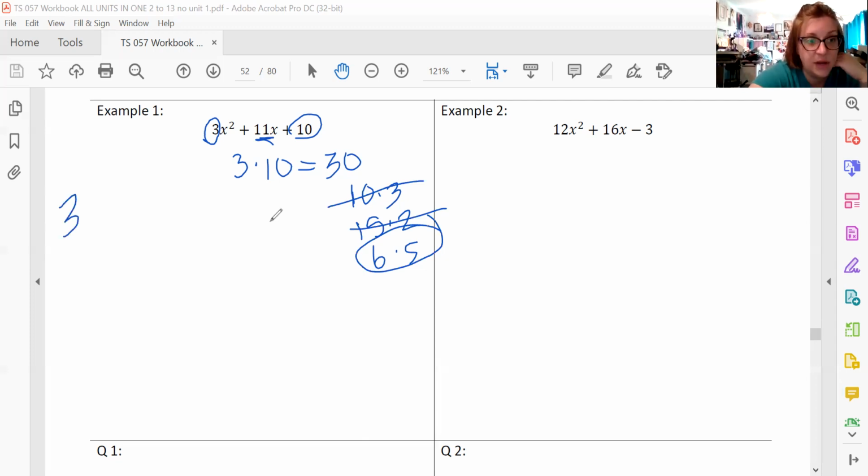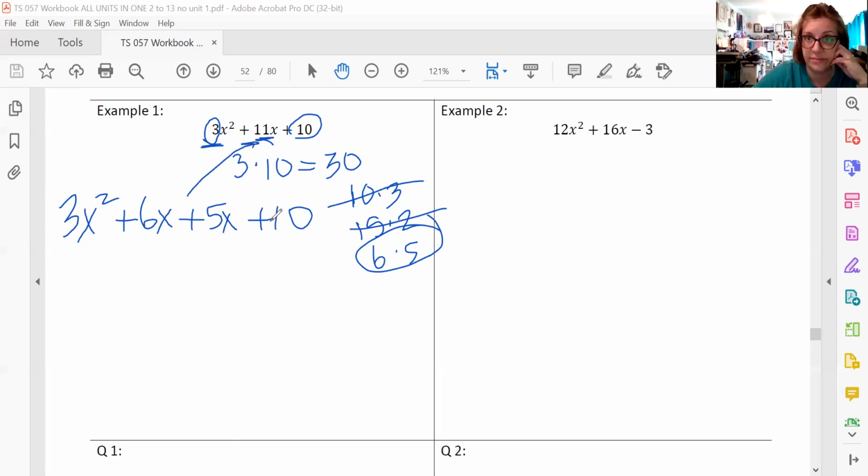So I'm going to come over here and I'm going to write that 3x squared from right here. And then I'm going to leave myself a bunch of room and I'm going to write 10. And then in the center, instead of having 11x, I'm going to say plus 6x plus 5x. Because if I add 6x plus 5x, aren't I going to get 11x? I am, right? And now, this looks very much like a 4-term polynomial, and I can group those up and do some GCF factoring, just like we were doing. 3x squared plus 6x.